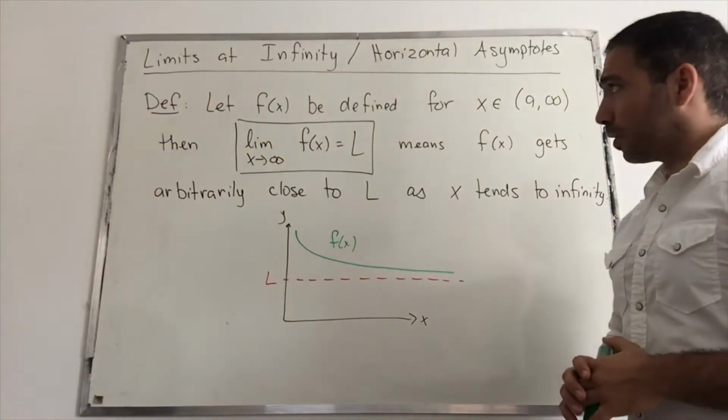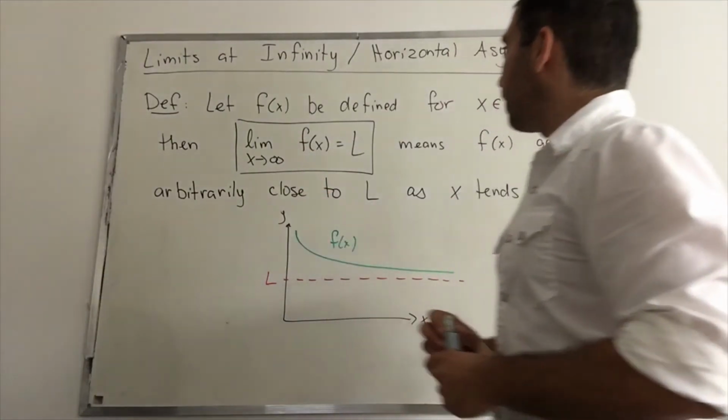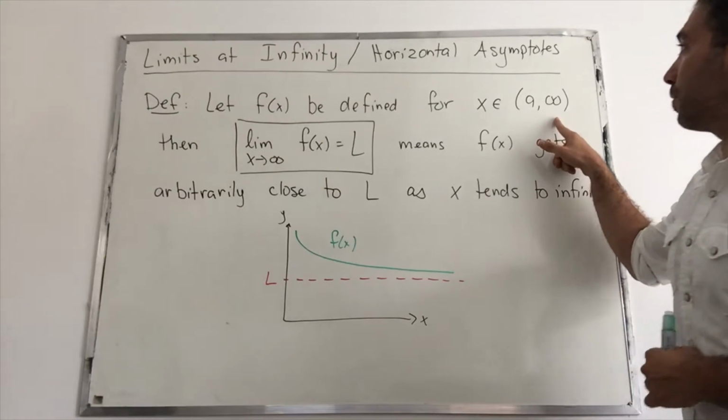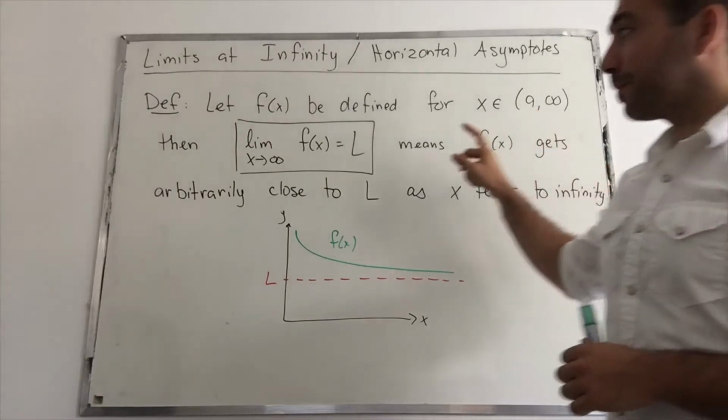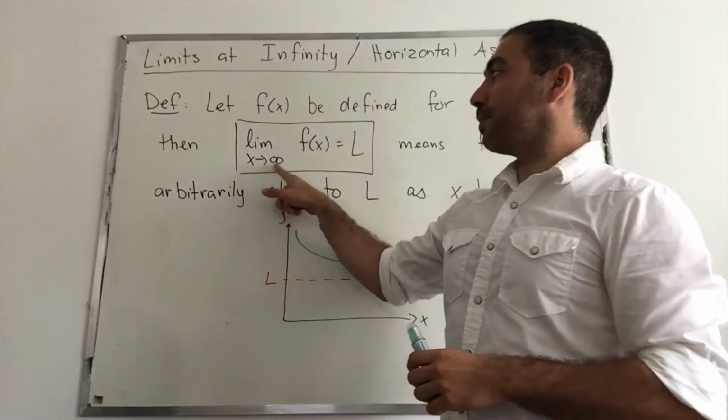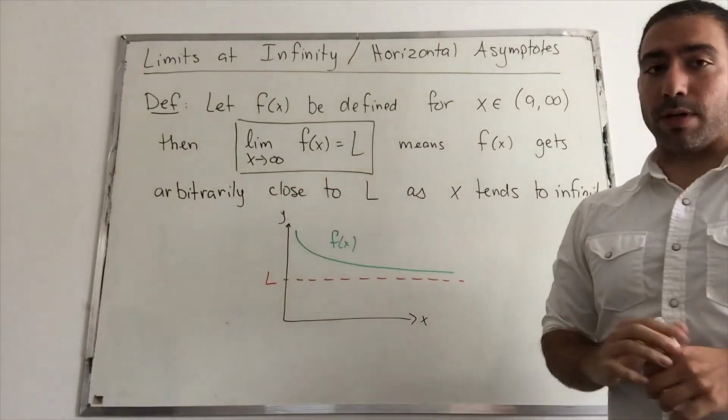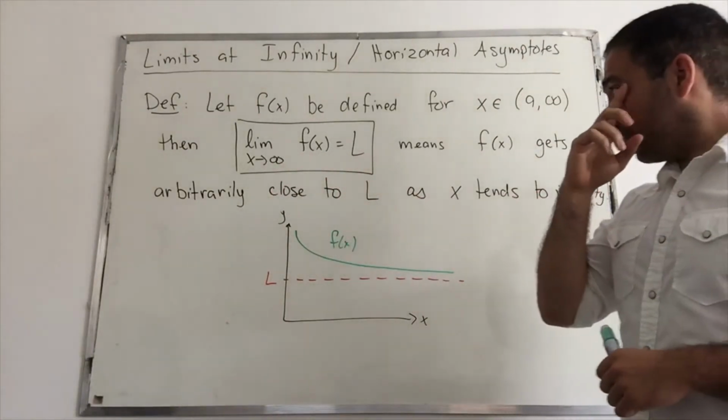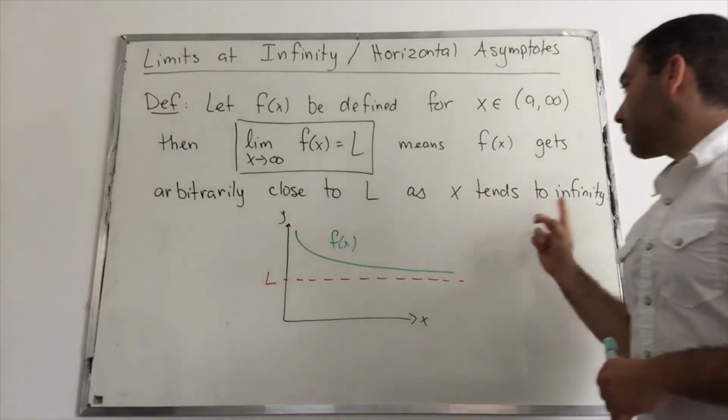So let's take a look at a quick definition. Let f of x be a function defined for x on the interval from a to infinity. Then the limit as x approaches infinity of f of x is equal to L. This means that f of x gets arbitrarily close to L as x tends to infinity.